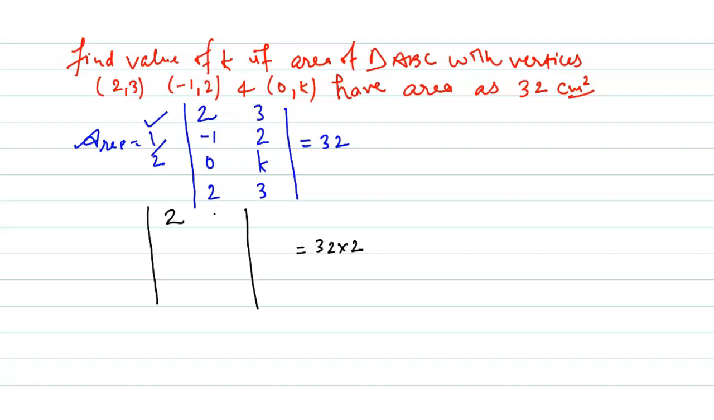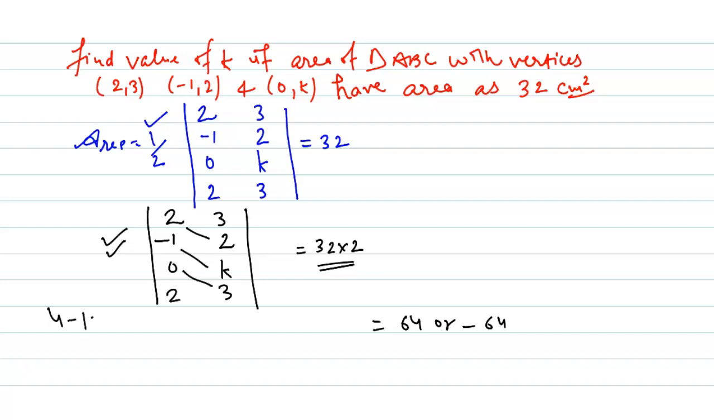The vertical column contains 2, 3, minus 1, 2, 0, K, 2, 3. As you know, when we expand this column, the answer may be positive or negative. So the right side may be positive or negative, either 64 positive, otherwise minus 64. Now we have to expand with the same method. Firstly, the downside product becomes 4 minus K plus 0, minus upside minus 2K minus 0 plus 3. These two are like terms. If we solve, we get here minus 3K plus 7.